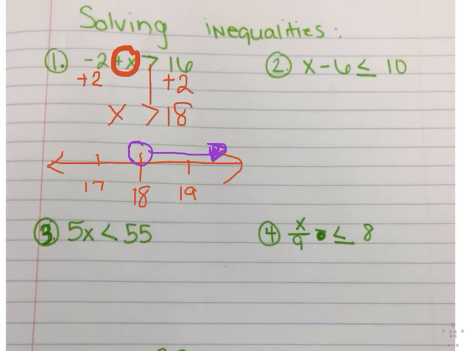Let's look at question number 2. X minus 6 is less than or equal to 10. Again, let's circle our variable. It's right here. I have 2 sides, and I want to isolate my variable. Same exact steps as equations. So I have minus 6. What's the inverse of minus 6? Add 6. What I do on one side, I have to do on the other. Now I'm going to solve it. This equals 0, so I only have x. I have the same inequality sign because that does not change. 10.